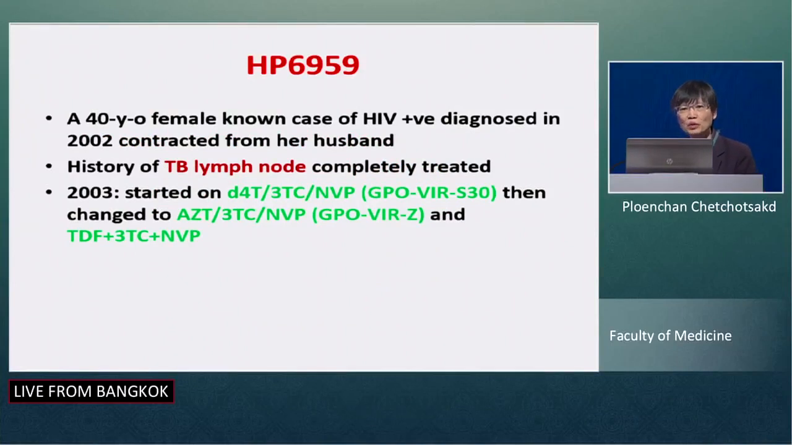This is a 40-year-old female. She was diagnosed as HIV positive in 2002, contracted from her husband. That year, she also had TB lymph node, completely treated. After that, we started antiretroviral treatment, d4T, 3TC, nevirapine, or GPO-VIR S. After the virus was suppressed, we changed to AZT, 3TC, nevirapine. And after tenofovir became available, we changed to tenofovir, 3TC and nevirapine.